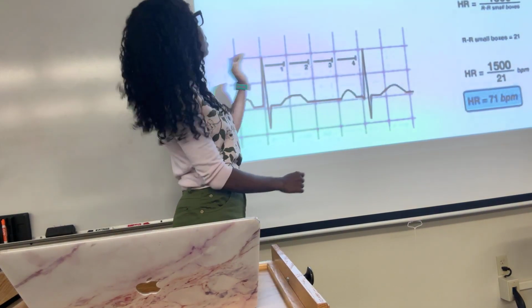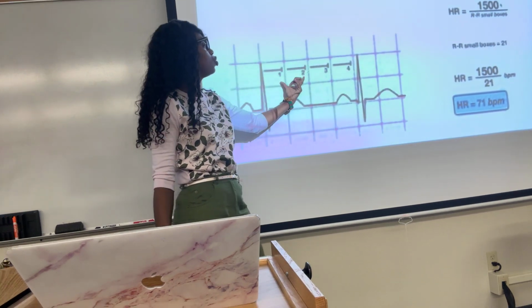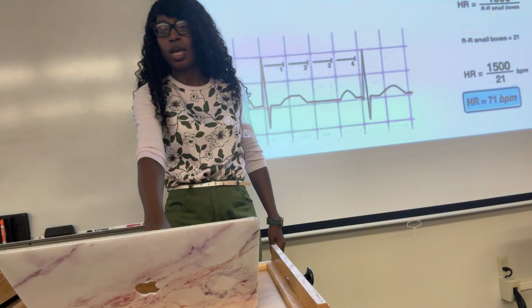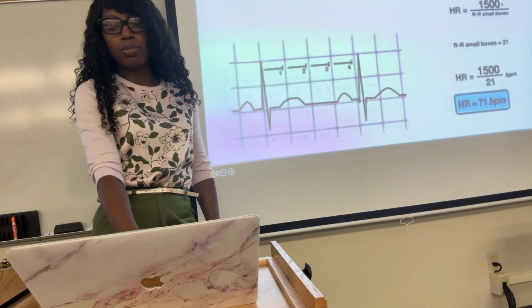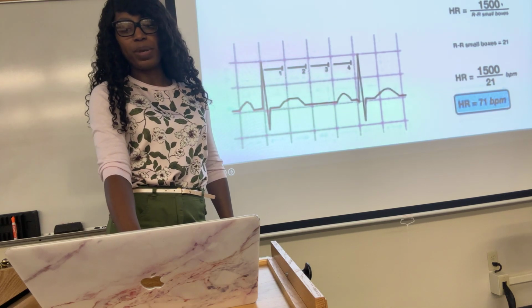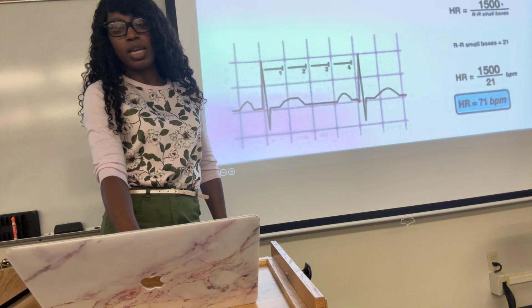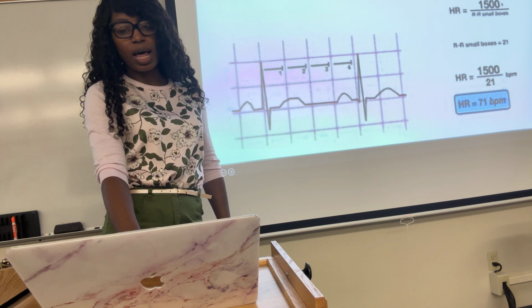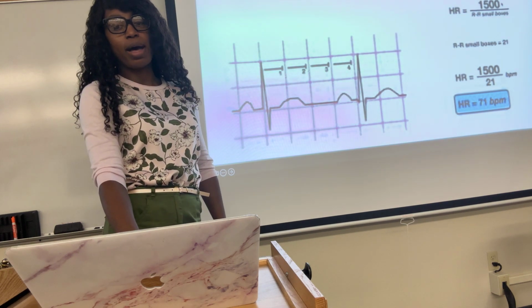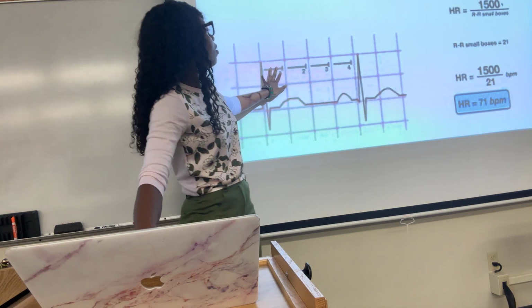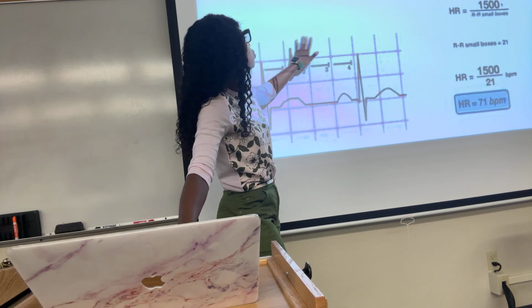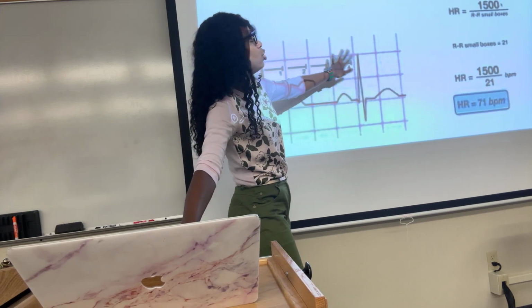And then we count how many boxes. We say this is 1, this is 2, this is 3, and this is 4 with a little bit of extra. Okay? So you count the number of small boxes between the two successive R waves or two adjacent peaks, right next to each other. From solid pink line to solid pink line is 5 small boxes. So we have 5, 10, 15, 20, right? So we had 1, 2, 3, 4. So now 5, 10, 15, 20.